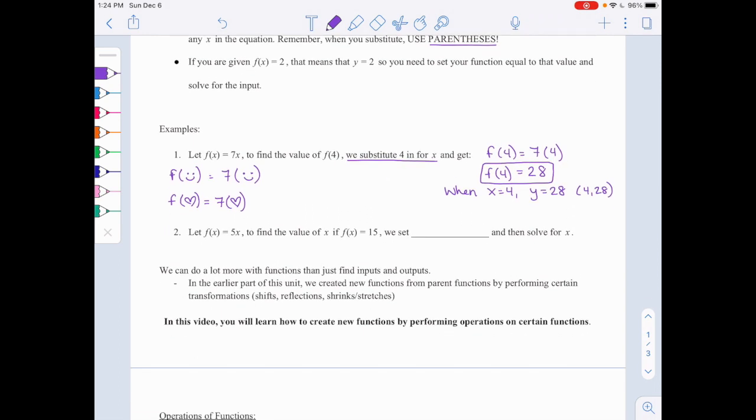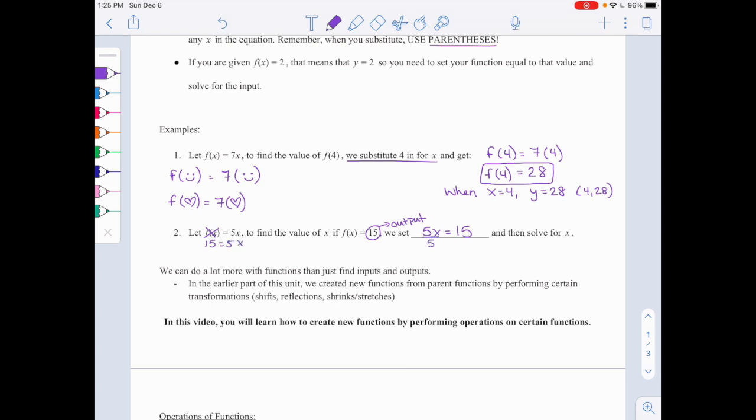Then here it says, let f of x equal 5x. To find the value of x, if f of x equals 15, we set 5x equal to 15. This is the output. It is our y value. So we just replace f of x with what it equals.